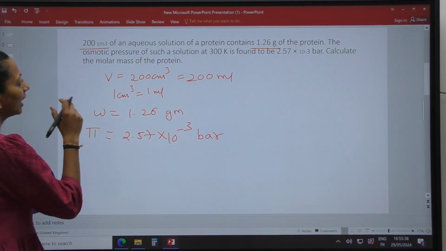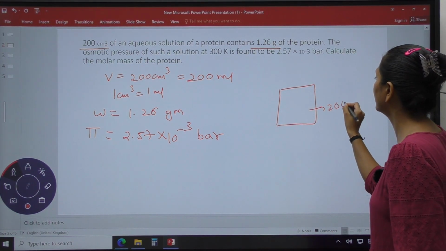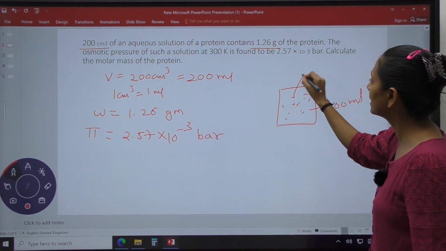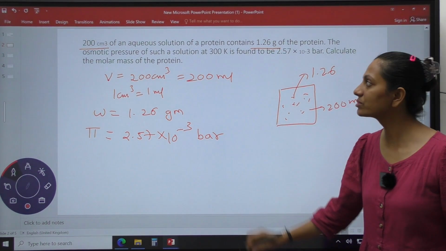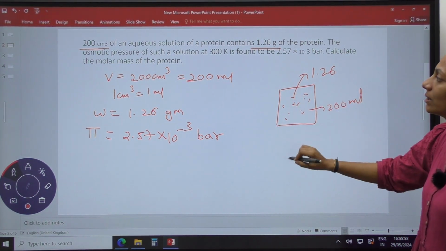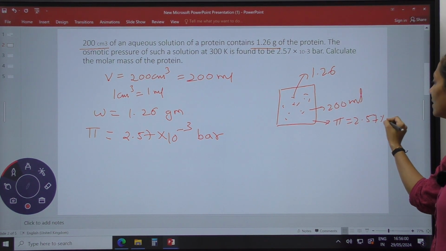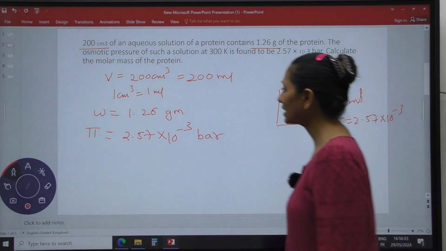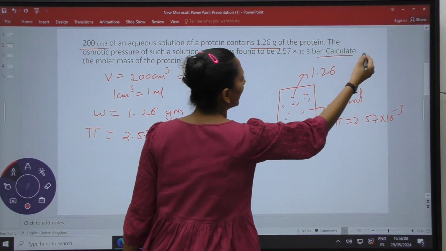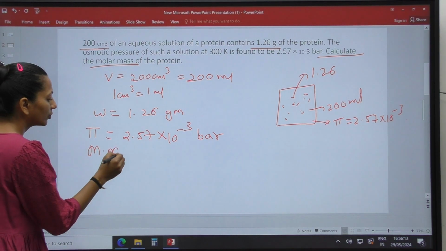What they are saying is that they have an aqueous solution. There is an aqueous solution whose volume is 200 ml, inside which there is protein. Here there are protein molecules whose weight is given as 1.26. 1.26 is the weight of the protein, and this solution has an osmotic pressure. How much pressure is it exerting? 2.57 10 raised to power minus 3. This is the pressure which has been exerted. What do we have to calculate? Calculate the molar mass of the protein. They want us to calculate the molar mass.